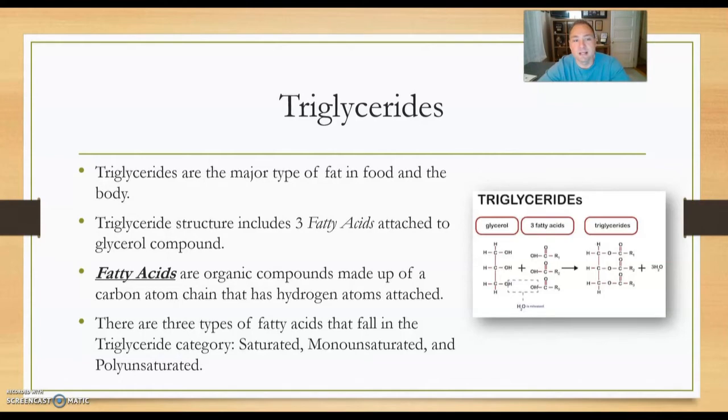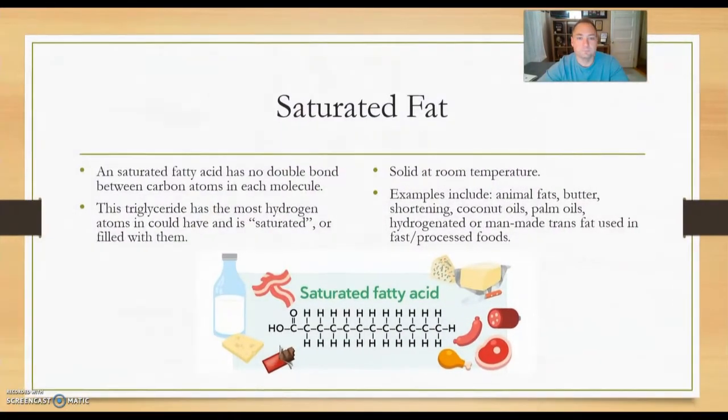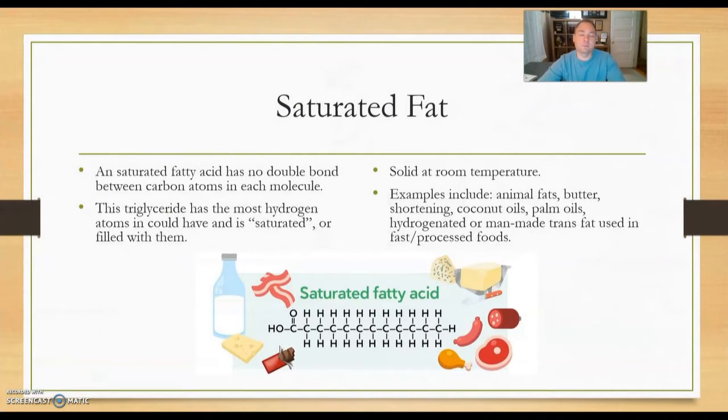Now, what's a fatty acid? These are organic compounds made up of carbon atom chains that have hydrogen atoms attached. And there are 3 types of fatty acids. And this is often what we see on food labels or we hear in nutrition. We have saturated fatty acids, monounsaturated fatty acids, and polyunsaturated fatty acids. Now, what's saturated fat? Well, a saturated fat, other than people telling you it's horrible for you, it can be, but we'll dive into that a little bit later.